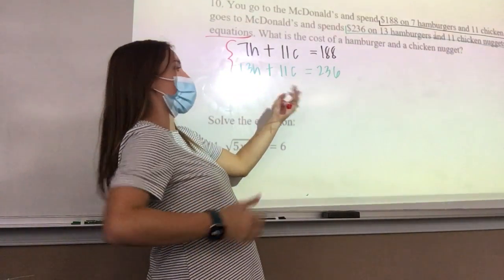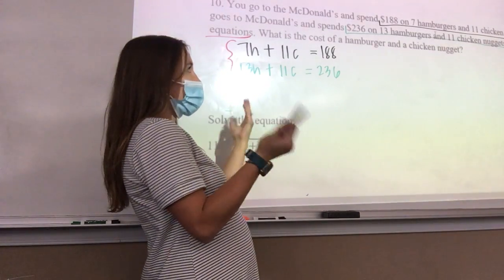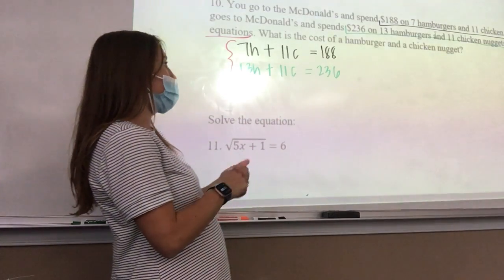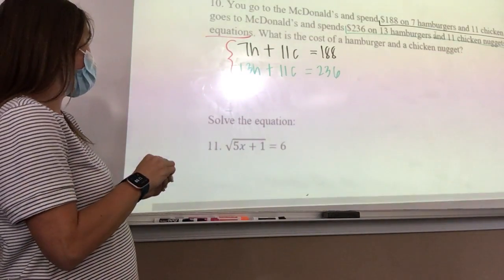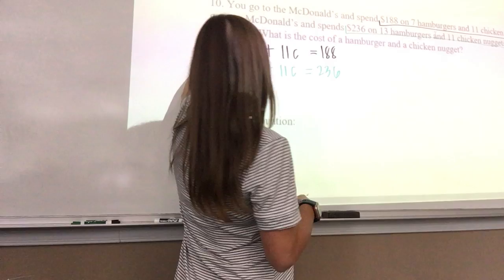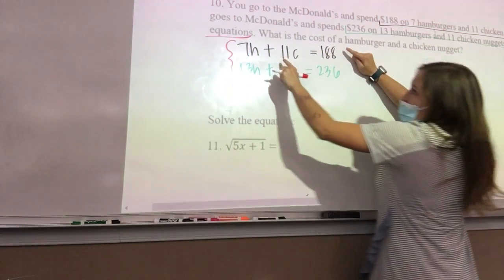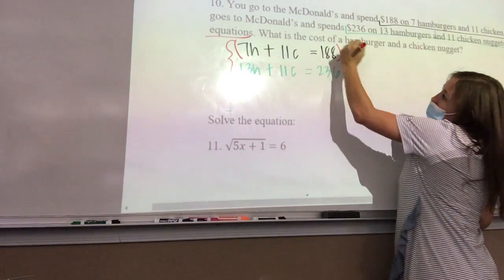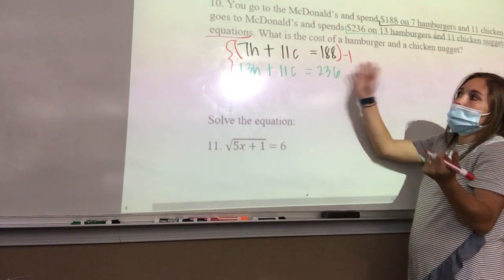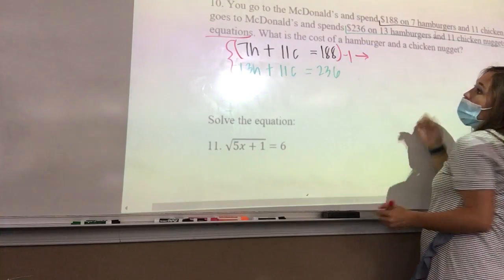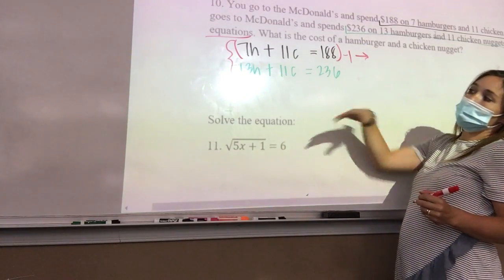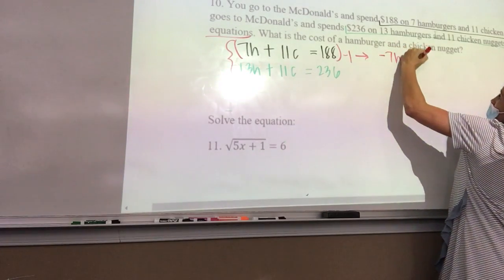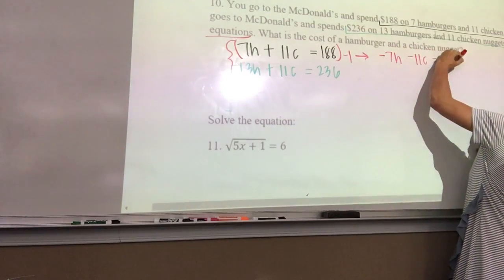So what is the opposite of positive 11? Negative 11. So I need to somehow make one of these negative. It does not matter which one. So I'll just do this one, I guess. To make this negative, what do I need to multiply by? Negative 1, right? It's already 11. We're good there. When you multiply by negative 1, it multiplies everything by negative 1. So negative 7h, negative 11c equals negative 188.